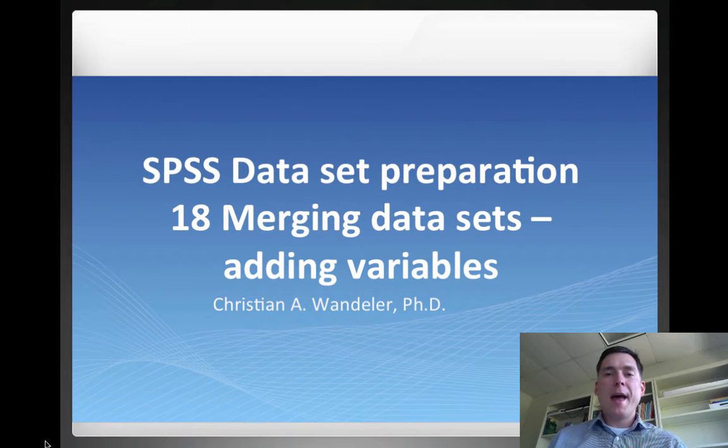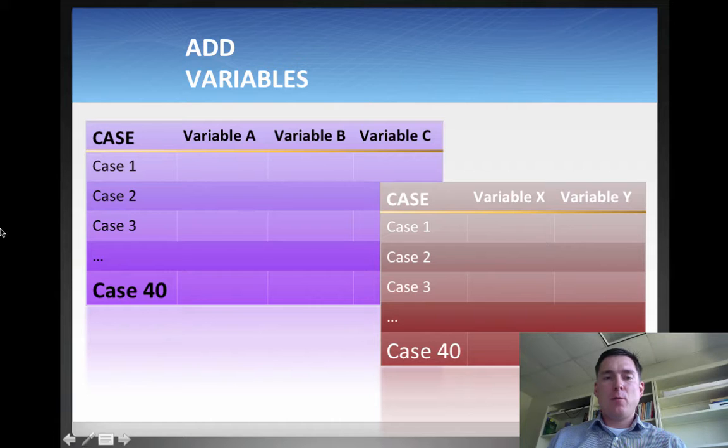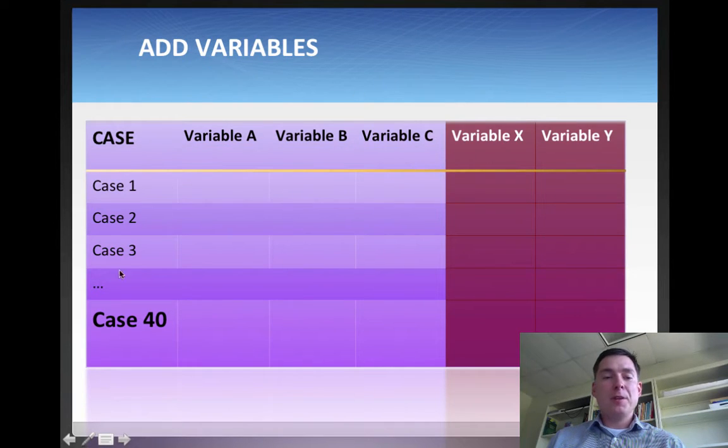Sometimes you want to add variables to an existing data set. So imagine you have one data set, case 1 through 40, with the variables A, B, C. Then you have another data set with additional information about the same cases 1 through 40, but the variables are X and Y. And what you would like to end up with is one data set that has all the information for these 40 cases.